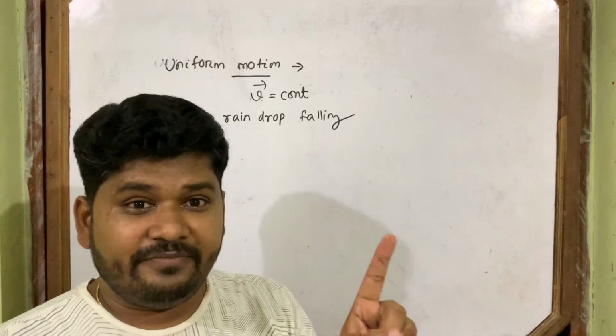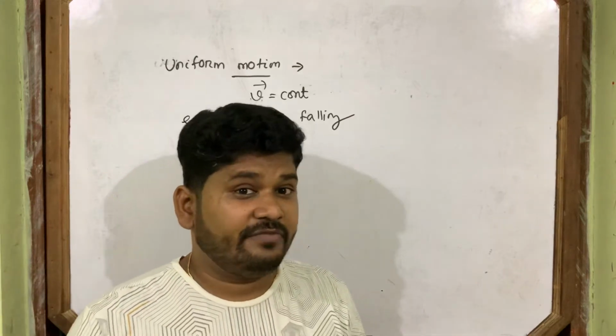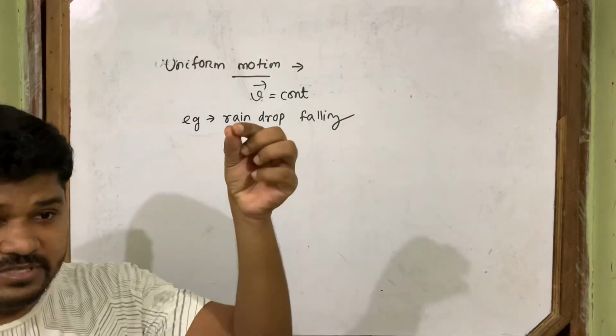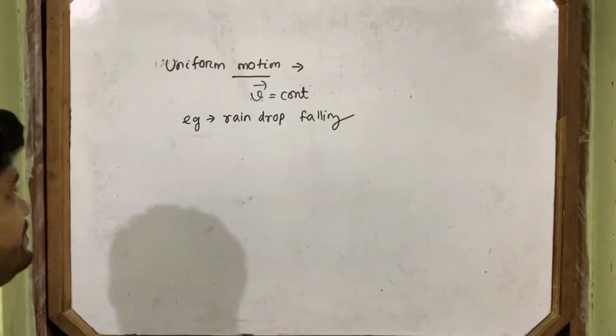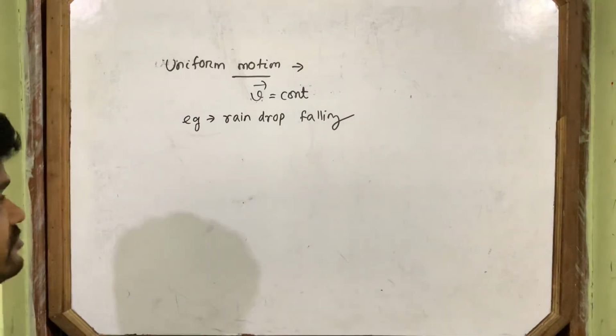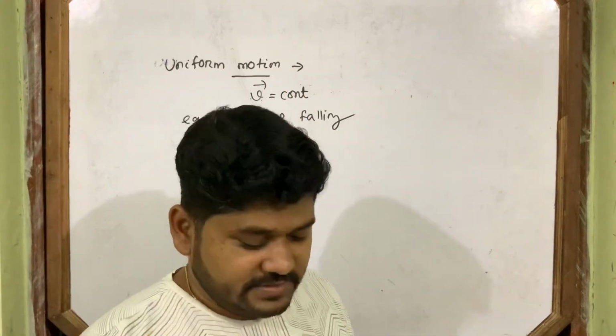Raindrop falling is not a free fall. Remember, that is not free fall. It falls with a constant speed in a particular direction. That is the best example of uniform motion, when velocity is constant.